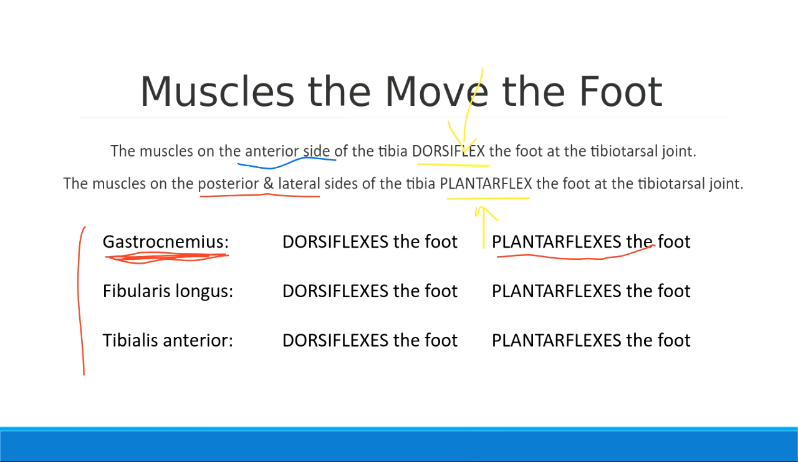So yeah, plantar flexion is what we're going to do with gastrocnemius because it lives on the backside.